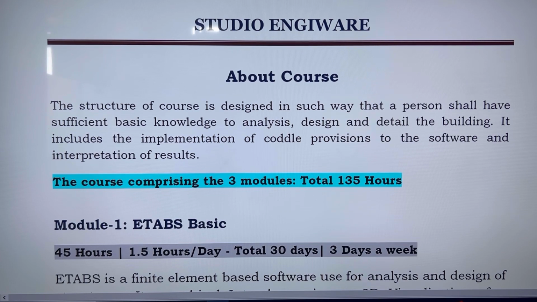Today in this session you will get to know about the core structure of ETABS Basic, ETABS Advanced and SAFE software. The course is designed in such a way that a person shall have sufficient basic knowledge to analyze, design and detail a building. It includes the implementation of codal provisions in the software and interpretation of results.